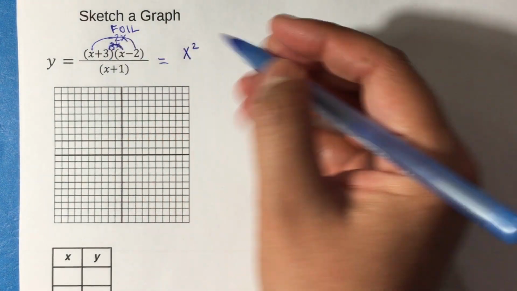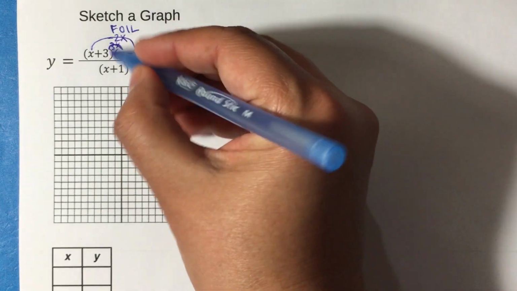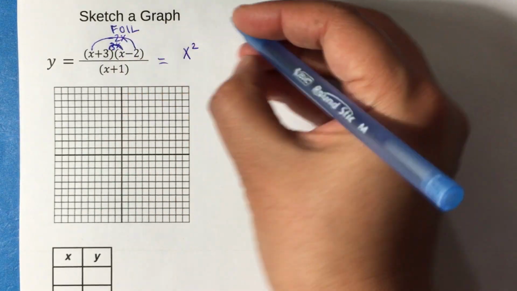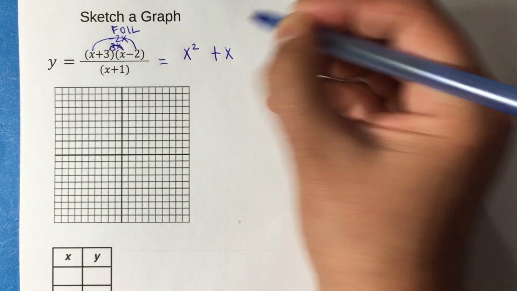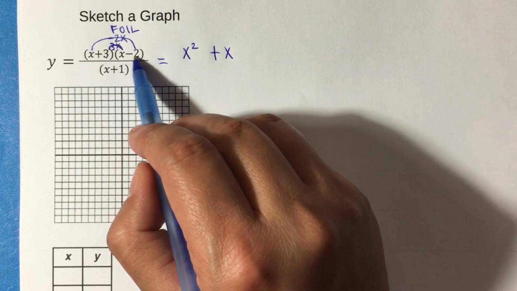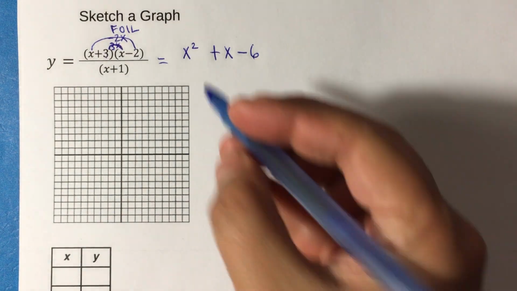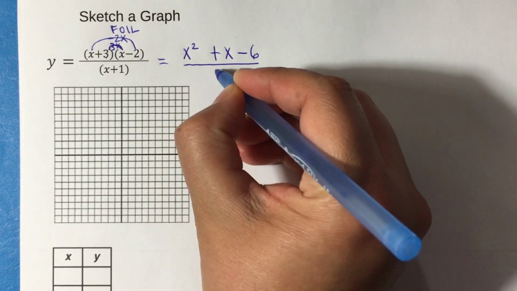And so together, instead of combining them in here, I just add them directly. So 3x minus 2x is positive x. And last is the last terms in each parenthesis, so 3 times -2 is -6. And for the denominator, we don't have to do anything. I'll just bring it over.